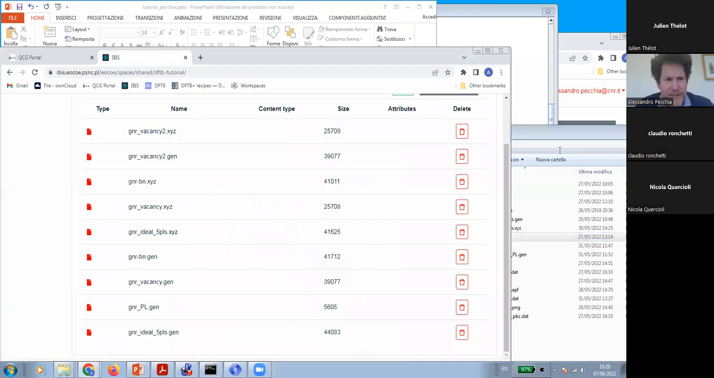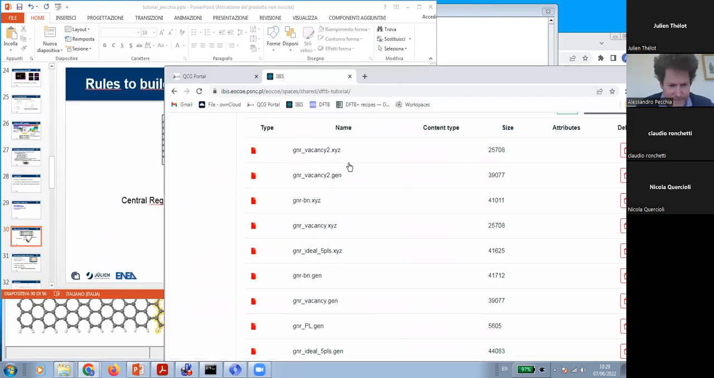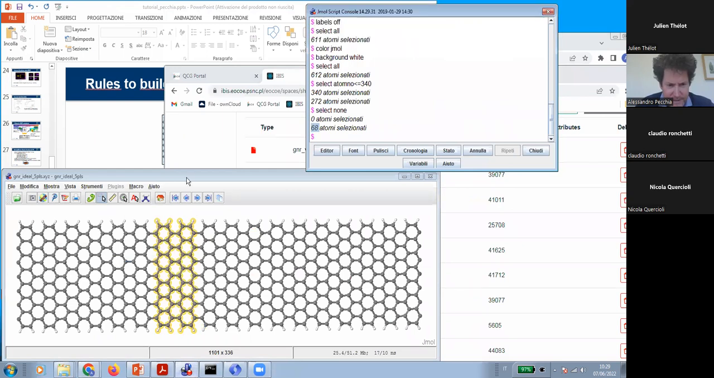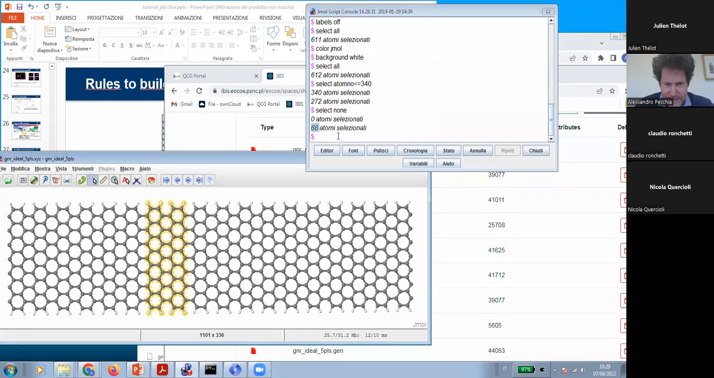And then, where is my JMOL? Here. Okay, then we have the two contacts that come just after, which are here. So if you select manually the two contacts, you see that you have 136 atoms selected.